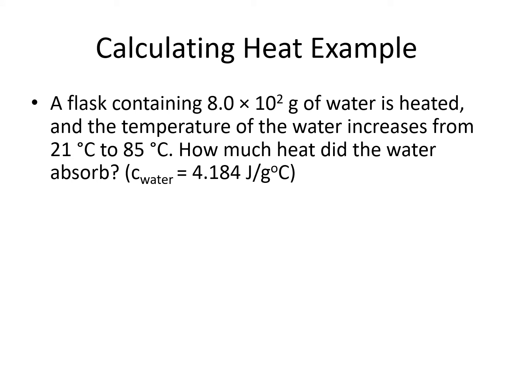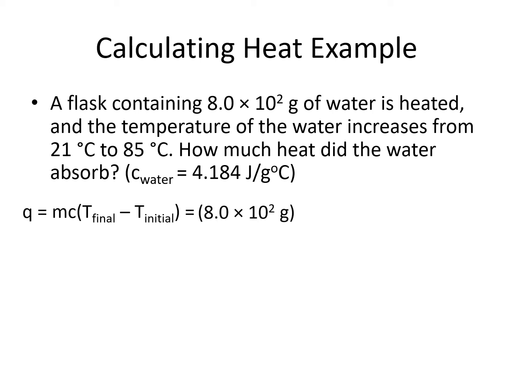Here's an example where we're trying to calculate an amount of heat. We have a flask containing 8 times 10 to the 2 grams of water, and it's heated, so the temperature increases from 21 degrees Celsius to 85 degrees Celsius. That means the initial temperature is 21 and the final temperature is 85. The question is asking how much heat the water absorbed. We're going to use the specific heat of liquid water, which is 4.184 joules per gram Celsius. We plug what we know into our equation, Q equals mc delta T, or in other words, Q equals mc times T final minus T initial.